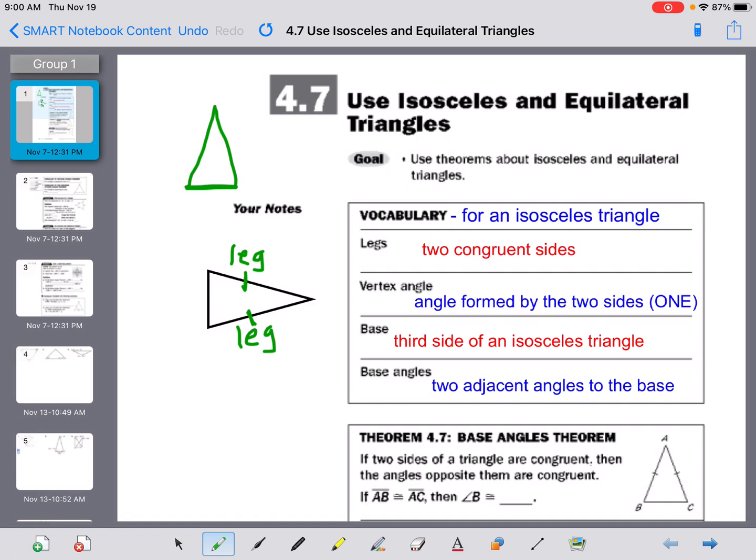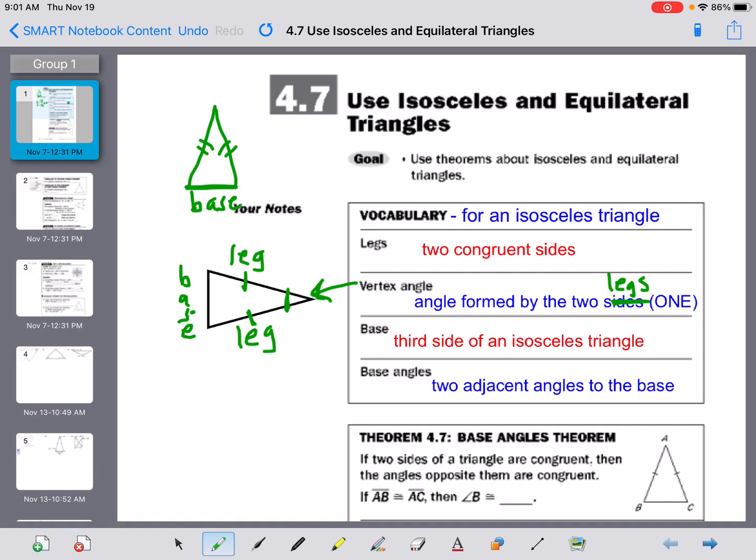Okay, we have a vertex angle, and this is an angle formed by the two sides, or I should call them legs, okay? So right between the two legs is the vertex angle, and there is one and only one vertex angle. The third side of the isosceles triangle is the base, okay? Make sure you know it is what it is, a base, but you do not have to set it on the bottom. Sure, this one looks like the base is on the bottom, but it's just the side that doesn't match the other two, okay?